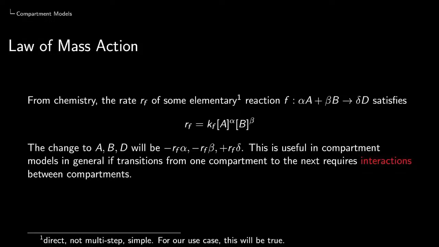And then there's usually some other rate coefficient. Often in chemistry it is called k, if you've ever taken a chemical kinetics class. And the transitions from A to B to D are going to be rf alpha, or negative rf alpha, negative rf beta, and then you're going to add an rf delta to the dA/dt, dB/dt, dD/dt equations.